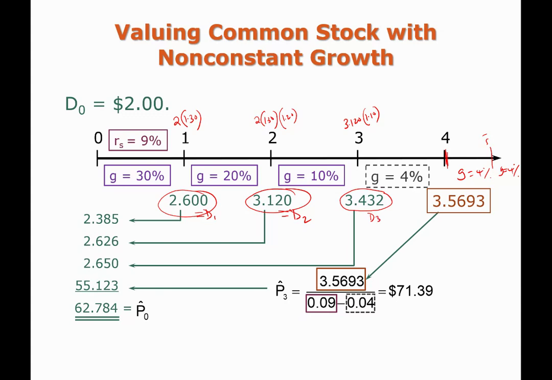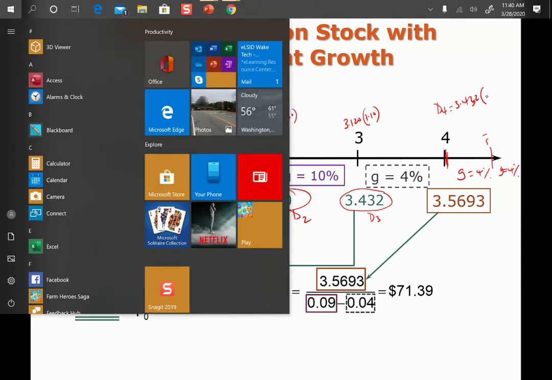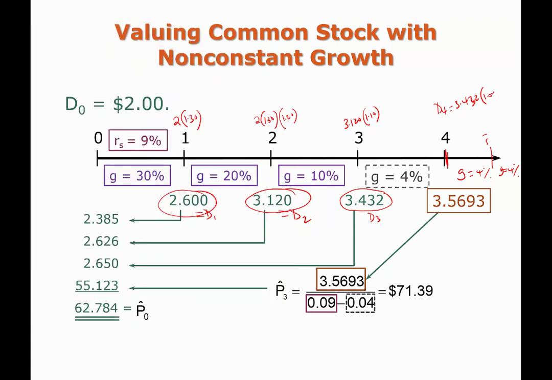Then after that, the growth becomes constant. So for example, our dividend in year 4 is going to be the 3.432 times a growth of 4%, right? And this will give us what was paid in year 4. And this becomes constant all throughout.